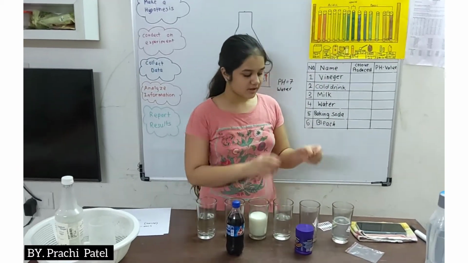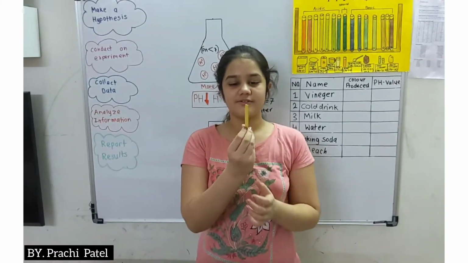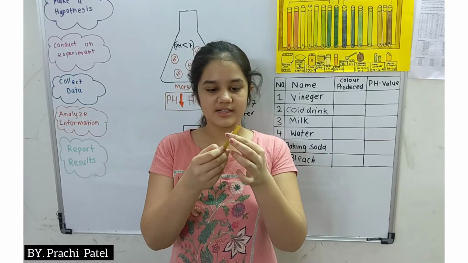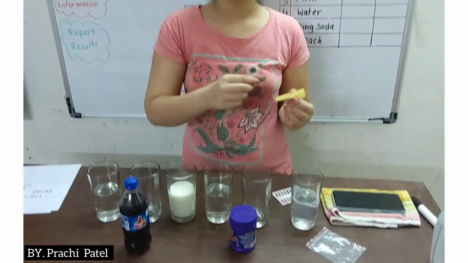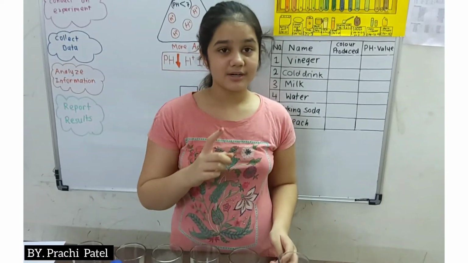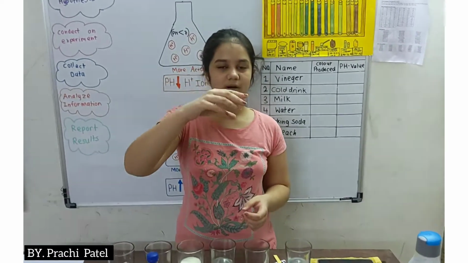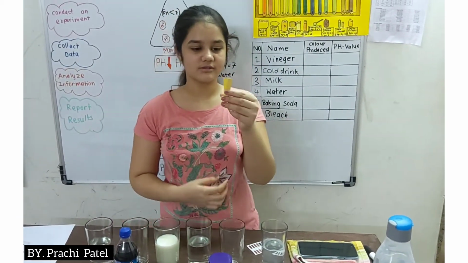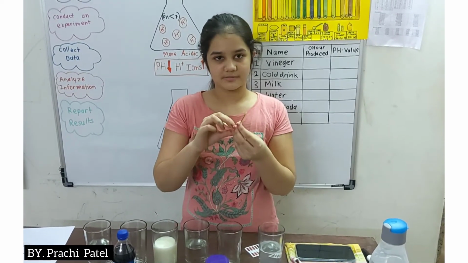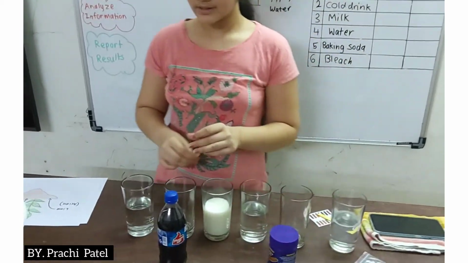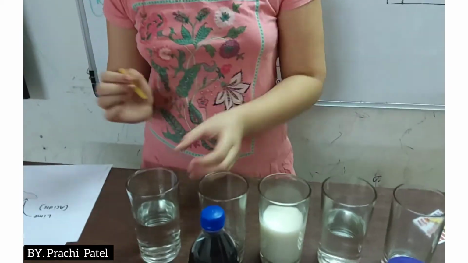Okay, so this is our indicator, which will find our data. Now there are two types of this. One is the strip. If we dip this strip into the substance, we can see whether it is acidic or base, or whatever pH value it is. The other one is drops, and we put the drops in, and we can check the color. But right now I have this, so we'll do our experiment using this. So our first thing was vinegar, which is right over here.